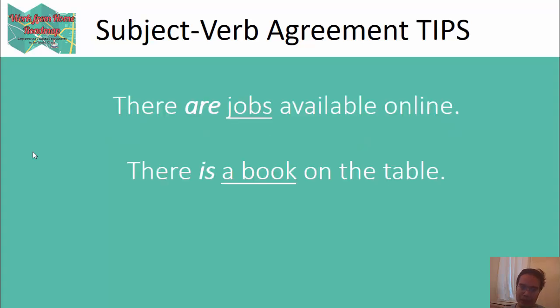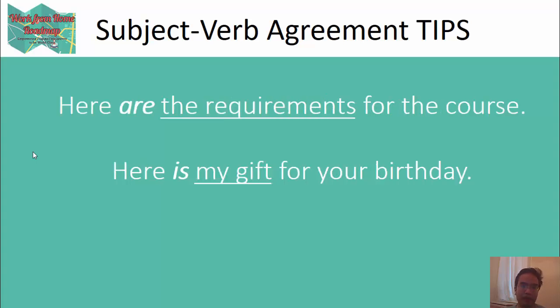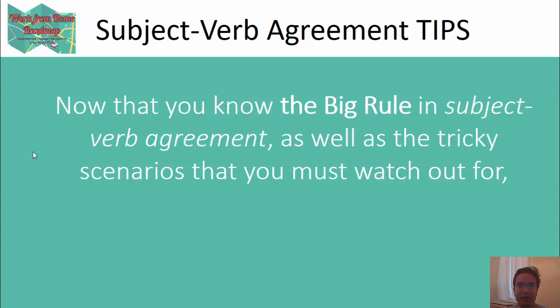Let's look at our examples again. There are jobs available online. There is a book on the table. Here are the requirements for the course. Here is my gift for your birthday.